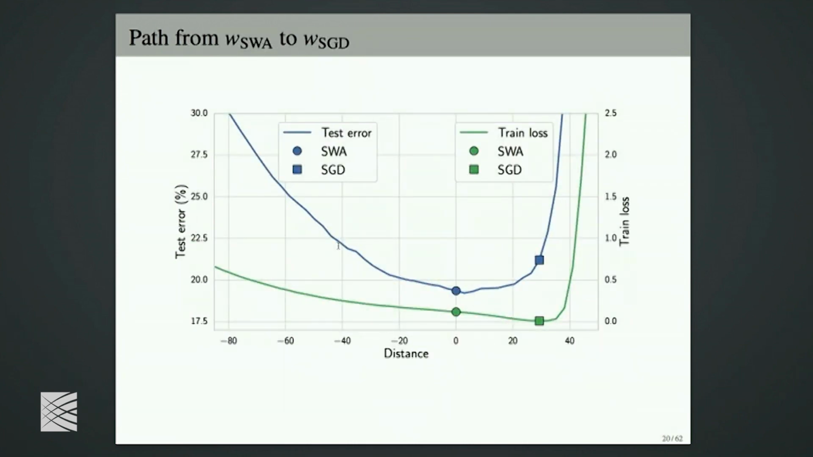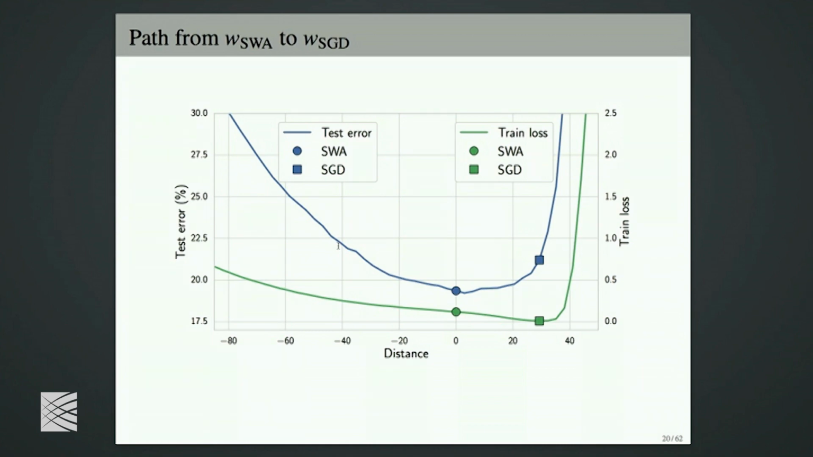We can also look at particular directions, so it's interesting to think about the direction that actually connects the SGD solution to the SWA solution. So in green, we have the training loss along that direction, and the origin here starts at the SWA solution. So we can see that actually SGD is finding a better value of the loss than SWA. SGD with this green square and SWA with this green circle here.